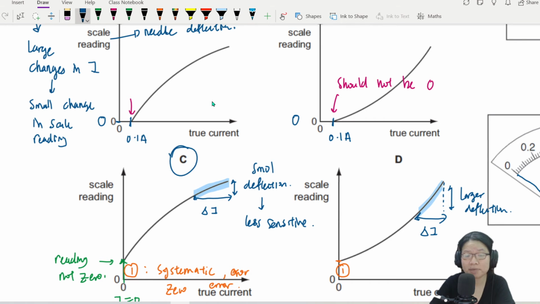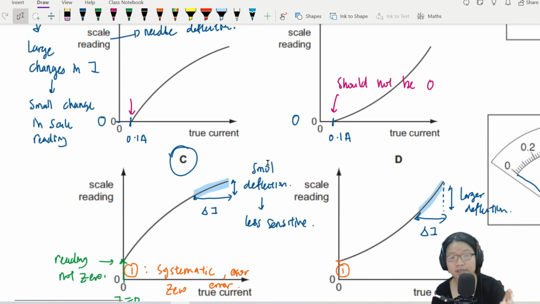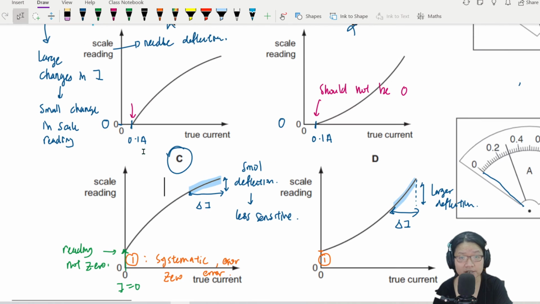Larger deflection means more sensitive. You change a bit of current, immediately the scale reading changes a lot. So check the gradient of the graph. News flash. This is MCQ. We can flip the X and Y axis. Can flip anytime. Don't memorize the shape. Learn to analyze the graph.